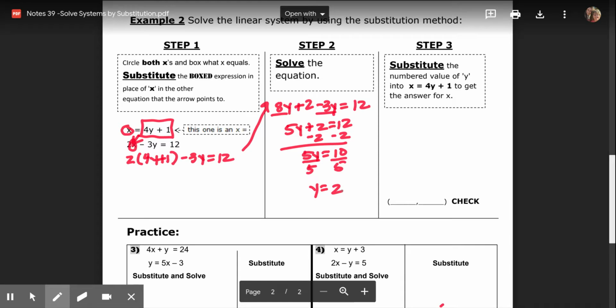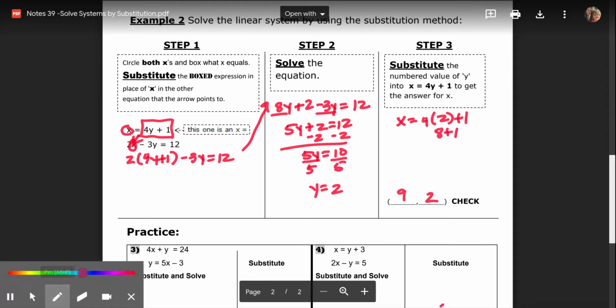So we can go ahead and put our 2 right here. So now it says substitute the number value of y into x equals 4y plus 1 to get the answer for x. So x equals 4 times 2 plus 1. So 4 times 2 is 8 plus 1 gives us 9. So then again, we could go ahead and check it.